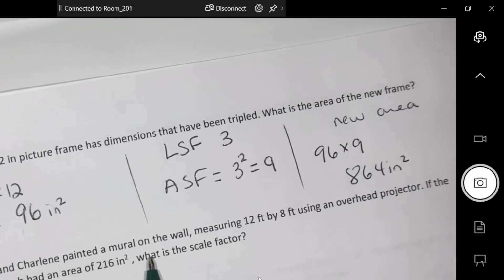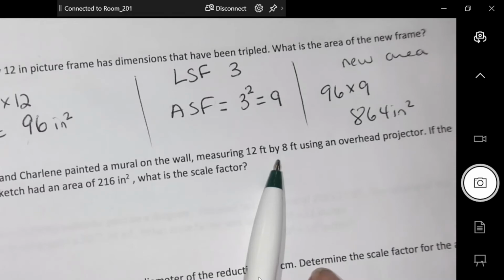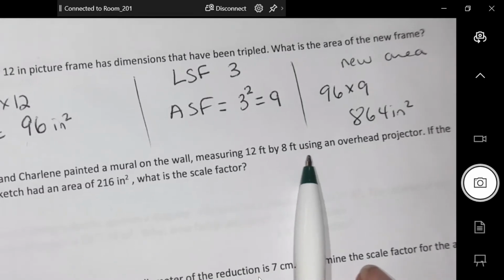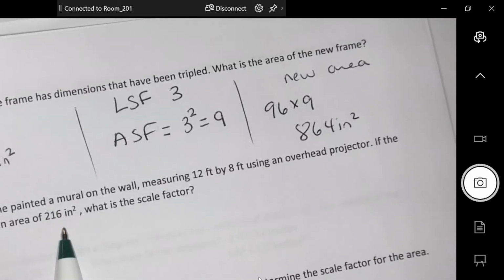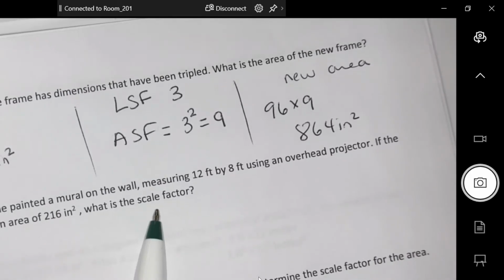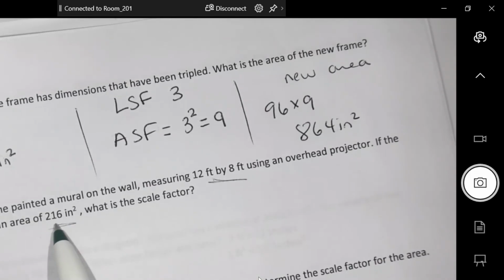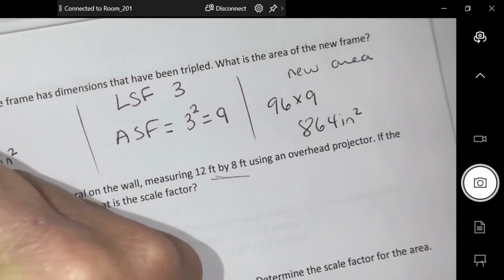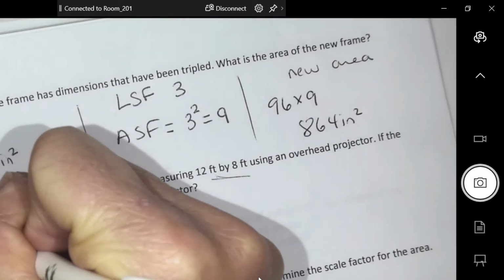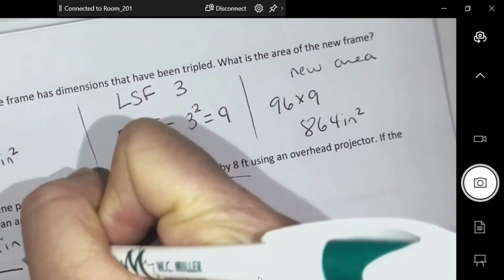Okay, painting a mural on a wall. Oh, look at that. 12 by 8 again. Using an overhead projector. If the original sketch had an area of that, what is the scale factor? Okay. Ooh, I don't like this question. We got feet and inches squared, so that's not good. 12 feet is how many inches? 8 feet is how many inches?